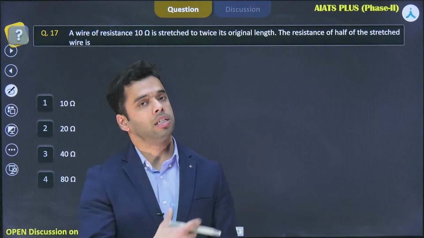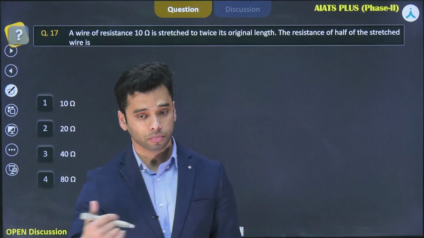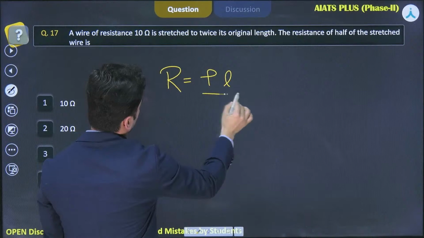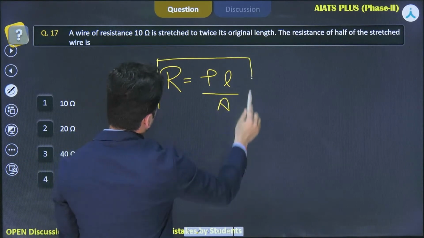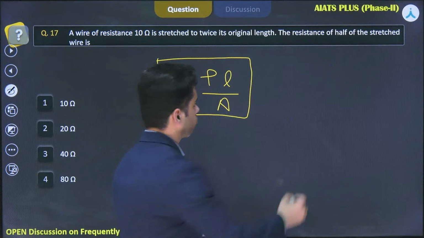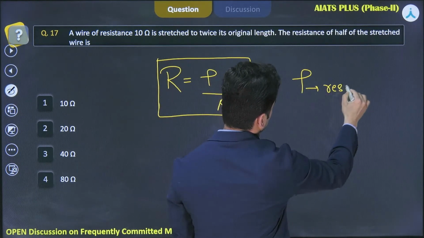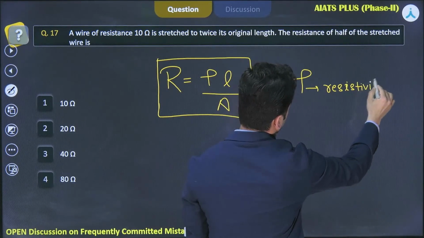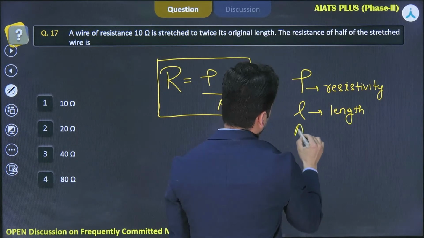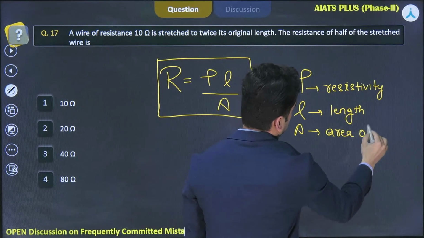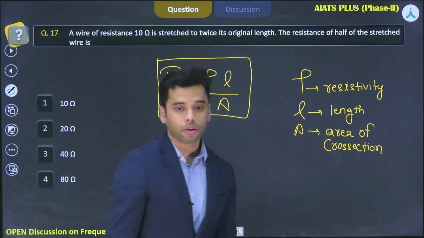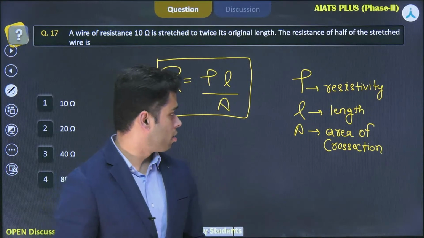What will happen to the resistance when you stretch the wire to twice its original length? So R is equal to rho L over A. That's the basic formula that we are going to utilize to solve the problem. R is the resistance, rho is the resistivity, L is the length, and A is the area of cross section.